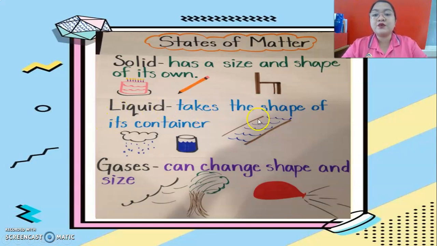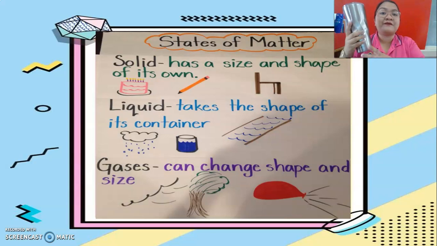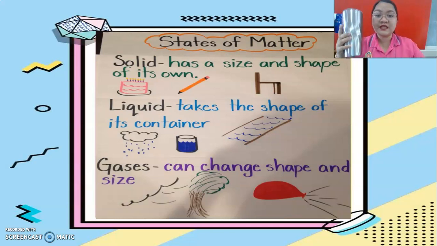Another, liquid. Liquid takes the shape of its container. So what does it mean? For example, I have here a tumbler. The shape of the liquid inside the tumbler is because of the tumbler. If I put the water in a cup, the shape of the liquid will be the shape of the container.